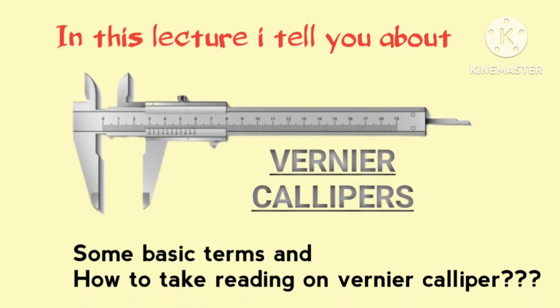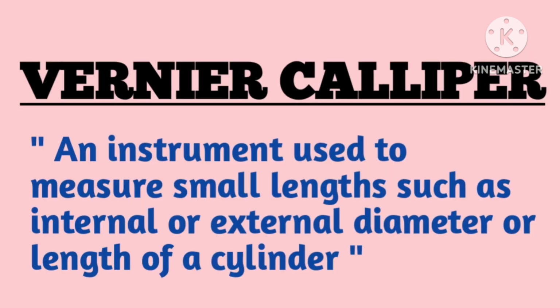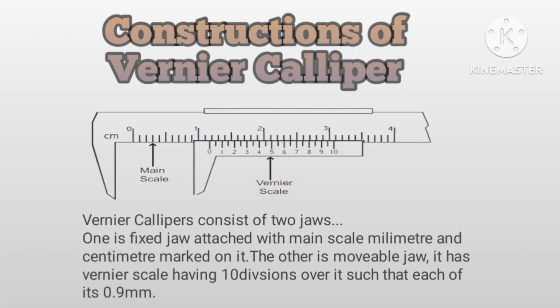screw gauge. In this video, I tell you about the Vernier caliper, some basic terms and how to take the reading on Vernier caliper. So watch the video till the end. First of all, I define the Vernier caliper. An instrument used to measure small lengths, such as the internal or external diameter or length of a cylinder, is called Vernier caliper.